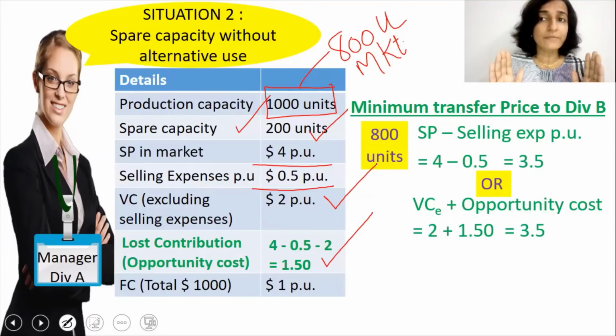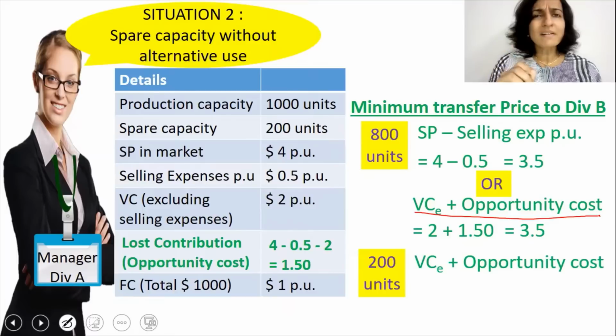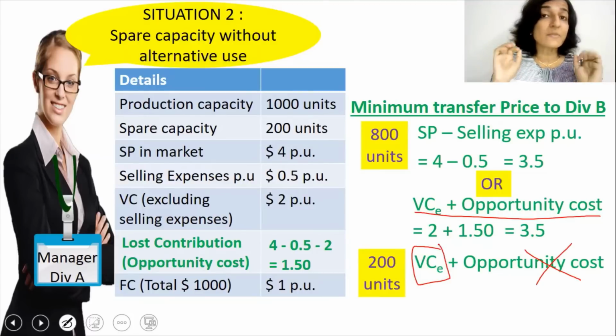Now listen carefully. For the 200 units of spare capacity, we can adopt the very same formula, variable cost plus opportunity cost. But here, where there is spare capacity, do we have any lost contribution? We had no plans of selling it in the market simply because there was no demand. So opportunity cost in this case is 0, which means that we have to just take the variable cost excluding the selling expenses whenever there is spare capacity.